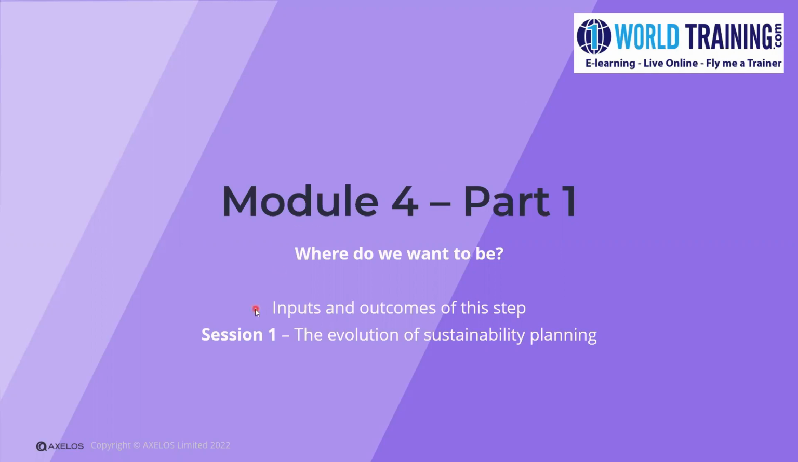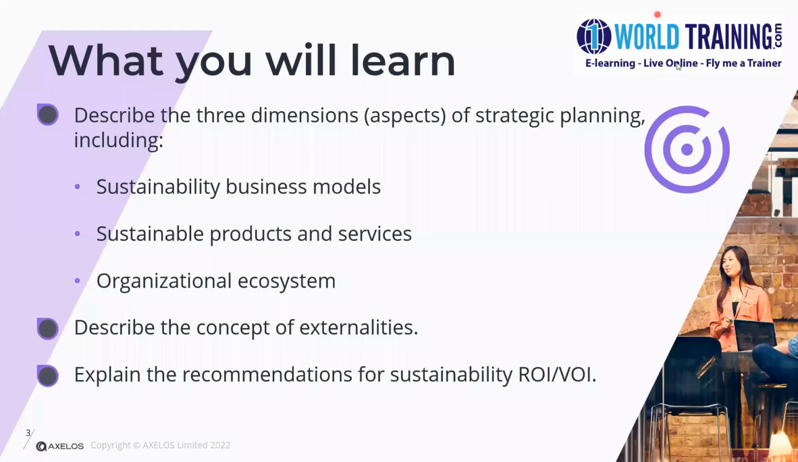In Part 1, we're going to look at the inputs and outcomes of these steps and also understand the evolution of sustainability planning. We're going to understand a lot about planning for sustainability. Here we will learn the following: the 3 dimensions of strategic planning, including sustainability business models, sustainable products and services, organizational ecosystem, and describe the concept of externalities, and explain the recommendations for sustainability, ROI, VOI, return on investment and value of investment.